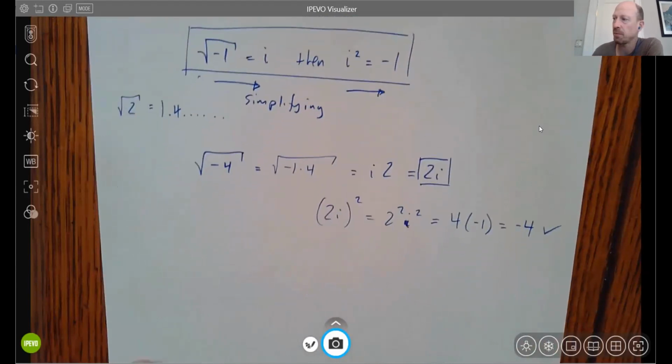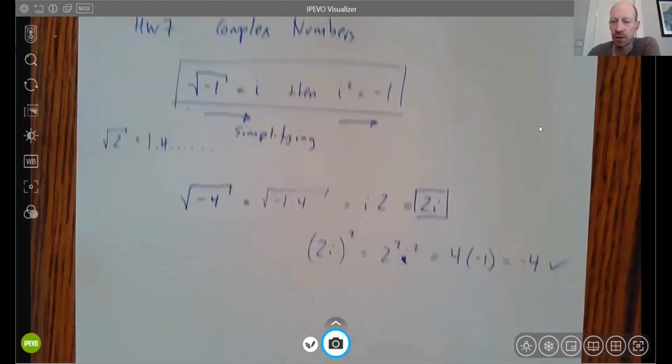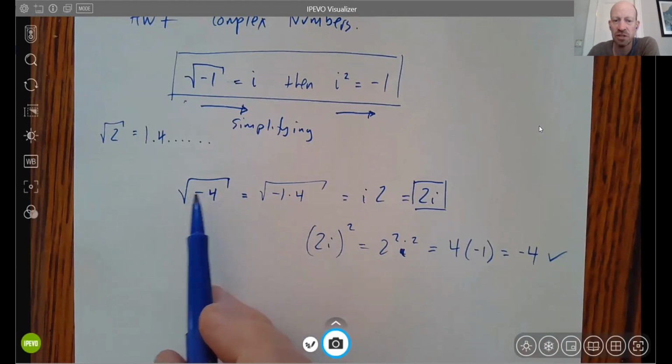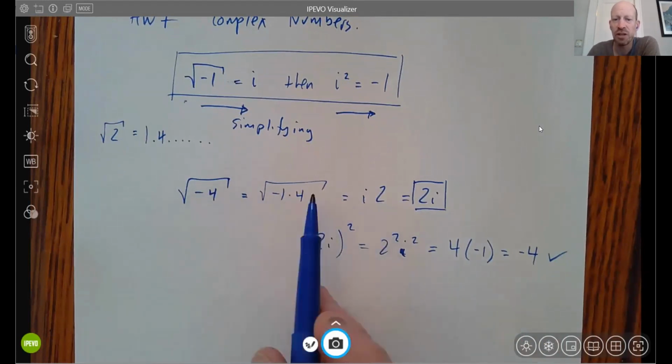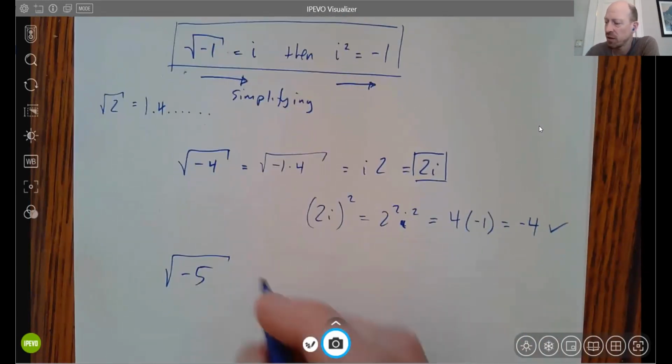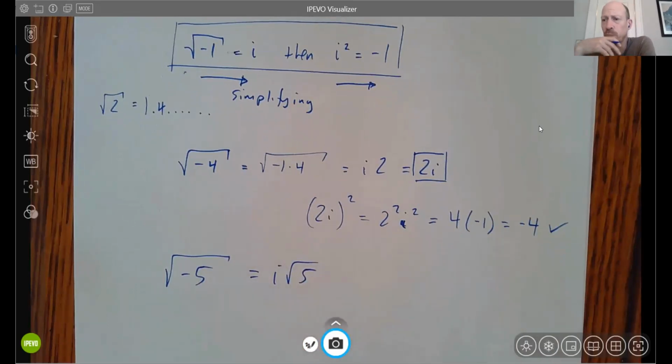So it is a number that works, right? It sort of does what I want it to do. And so what we can see here is because this -1 just comes out as a factor, really anytime I have any square root of a negative number, no matter what that number is, the i will come out, right? It pulls out the negative 1.